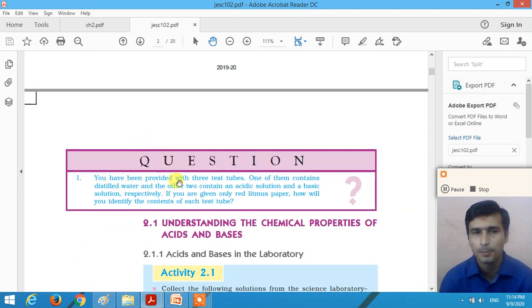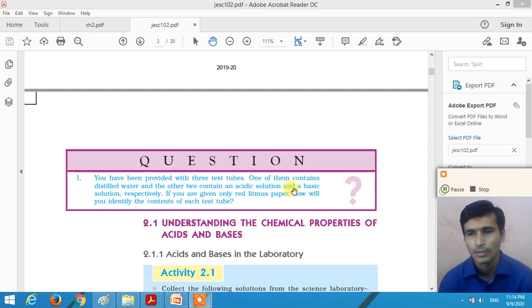You have been provided with three test tubes. One of them contains distilled water and the other two contain an acidic solution and a basic solution respectively. Right? If you are given only red litmus paper, how will you identify the content of each test tube? So let us discuss the answer of this question.